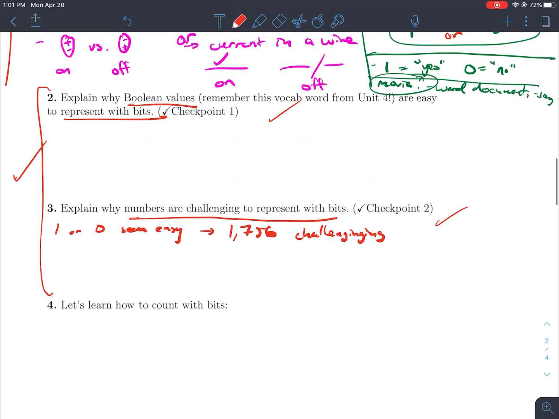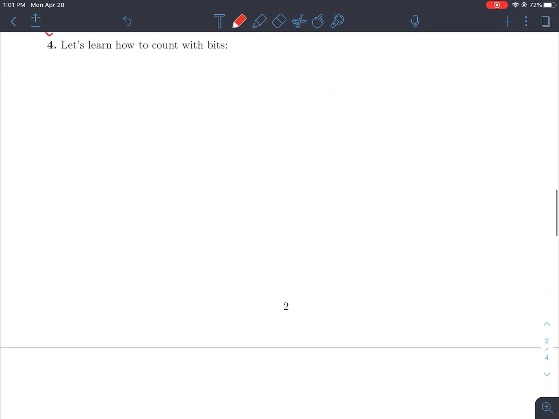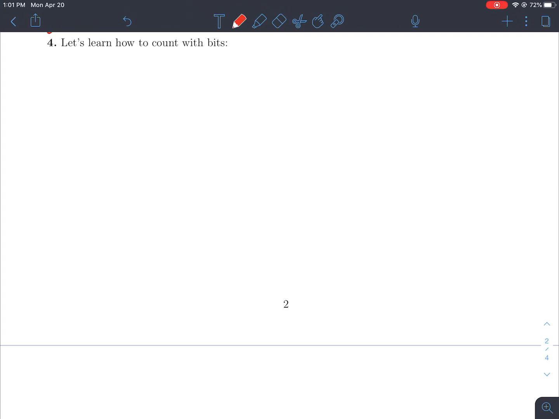All right, so I'm not going to review the two checkpoints. That's going to be for you to test your understanding, and then I'll review it when you send me your answers. But connecting this back to numbers, we're going to try to figure out how movies are stored, how colors are stored, how words are stored. It seems like numbers might be a good starting point. So let's think about how to count with bits.